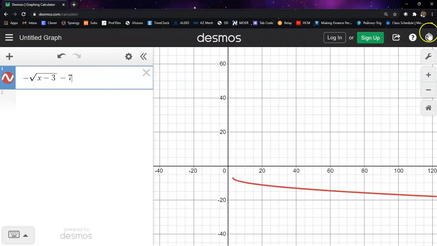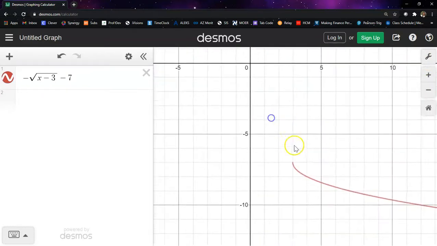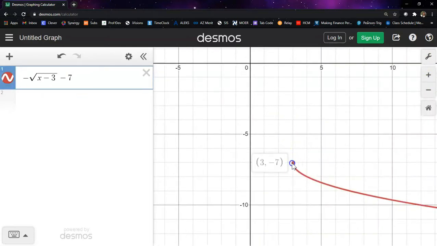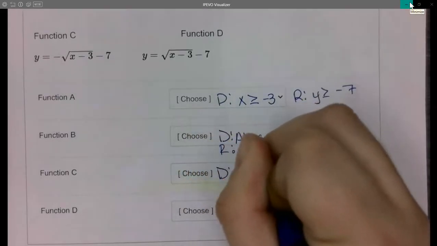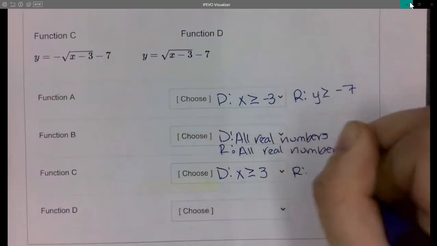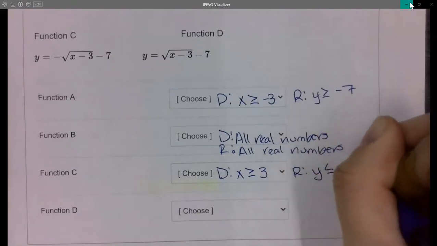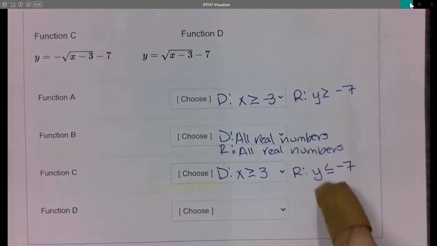This one, let me go back and press home so it zooms in. This one starts at +3 and goes right forever, so my domain is going to be x is greater than or equal to 3. And then it starts at -7 and goes down forever, so it's going to be less than or equal to -7 for my range. So we go back to the paper so you can see what this looks like. And it's less than because it's going down.